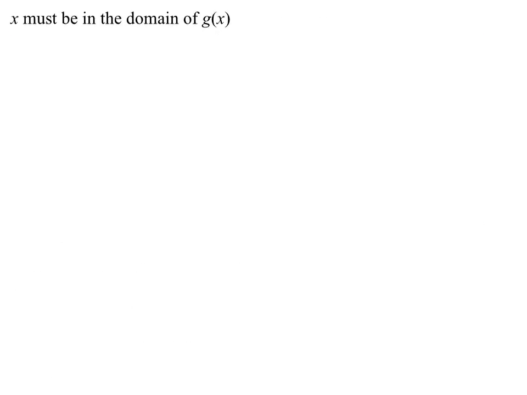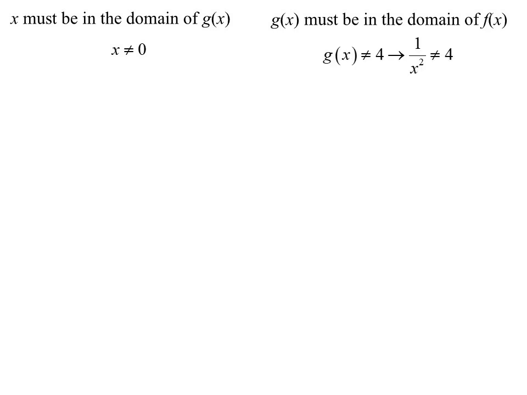So we said x must be in the domain of g of x. So the first thing I know is x can't equal 0 because that was the exclusion for the domain of g of x. But we then said g of x must be in the domain of function f of x. So the output has to be. Now, let's go back to it. So in the domain of function f of x, I could get every number except 4. Therefore, g of x can't equal 4 because g of x is the output.